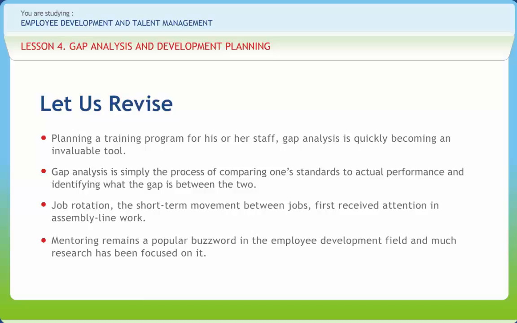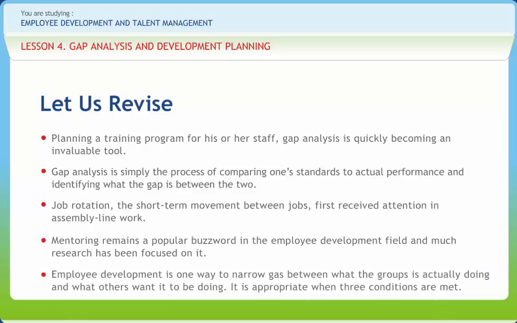Employee development is one way to narrow the gap between what the group is actually doing and what others want it to be doing. It is appropriate when three conditions are met. An employee development program encourages the preparation of individuals for meeting the collective requirements of a work group or department.